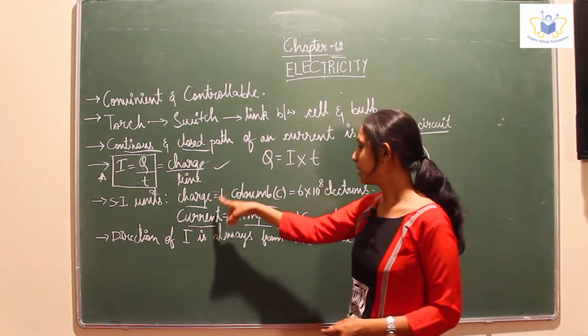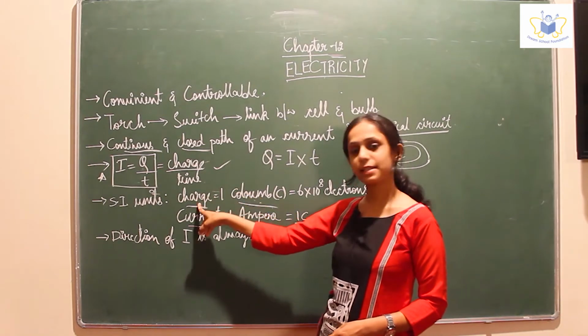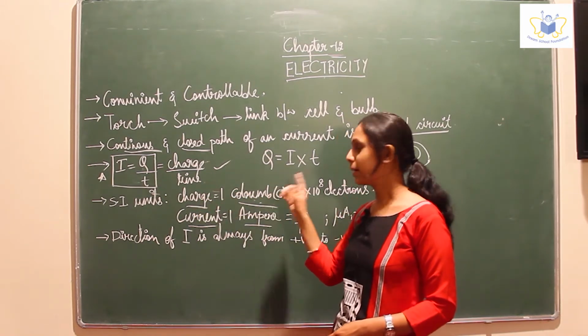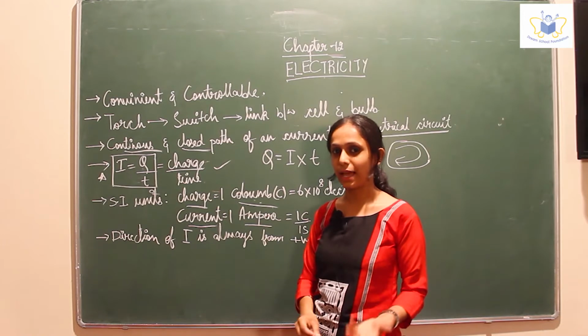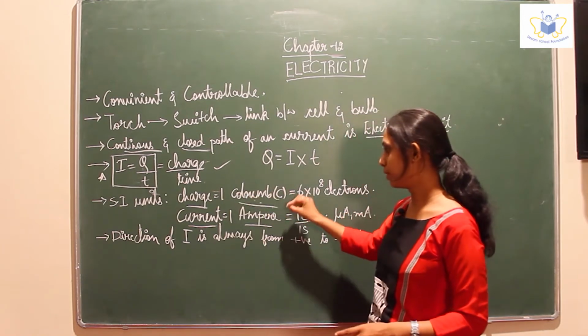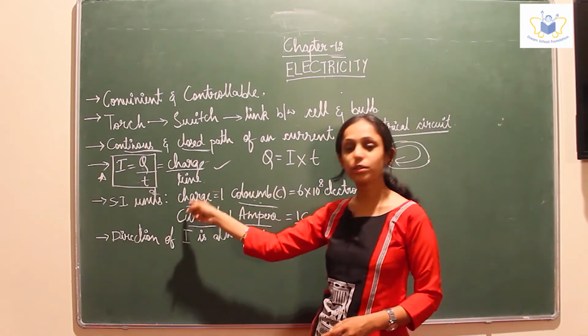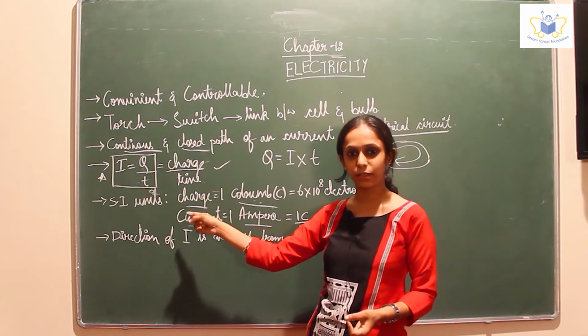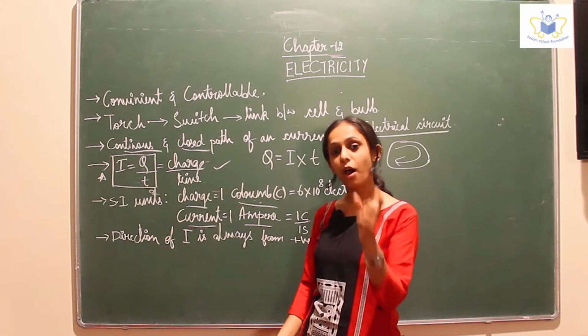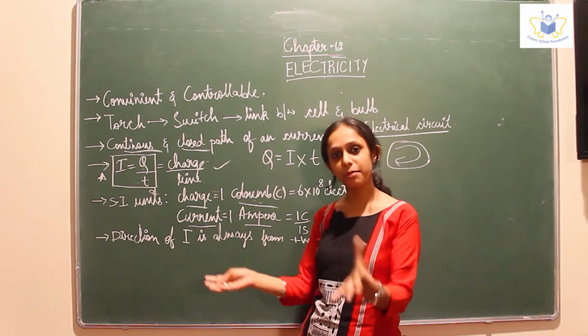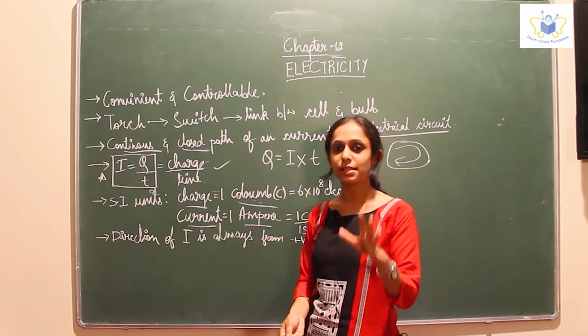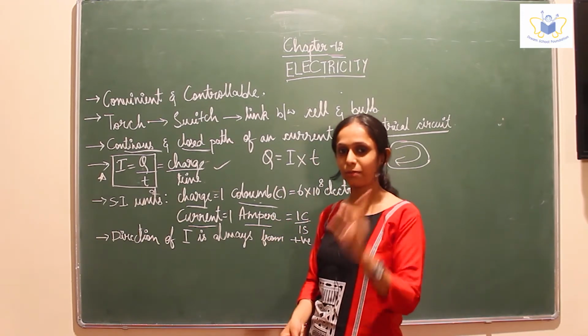So what is 1 coulomb? Coulomb is the SI unit of charge. You might be asked for a definition in your exam. So simple. What is a coulomb? Coulomb is the amount of charge flowing in a circuit per unit time. For per second, how many charges are flowing in your circuit, that gives you 1 coulomb value.